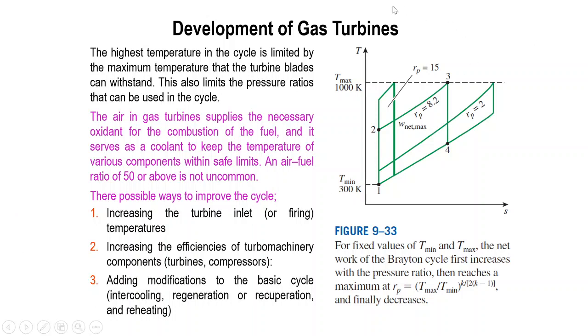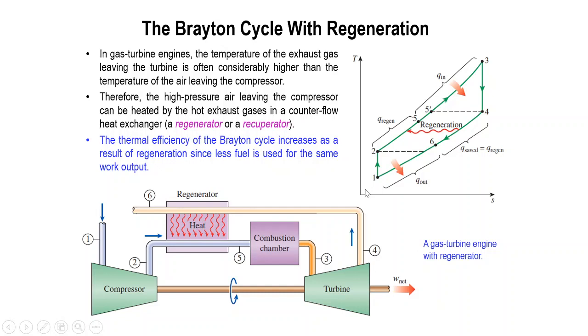So this is the idea for development of gas turbine, which means that we increase the temperature up to T max, the maximum temperature. Above this, we have a problem because of the material. So we have the T max and T min, sorry.